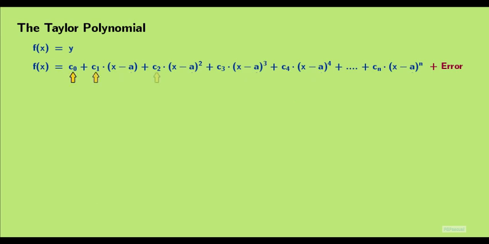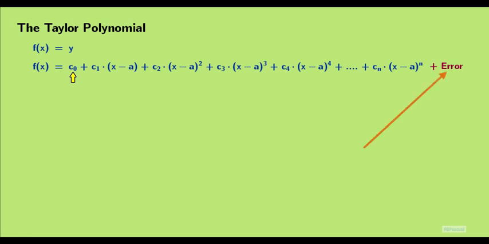C sub 0 all the way through C sub n are constants that we will have to find. We will find these constants using integration by parts. The exception will be C sub 0, which we find by imposing the condition that the Taylor polynomial passes through the point at x equals a on the graph of f.